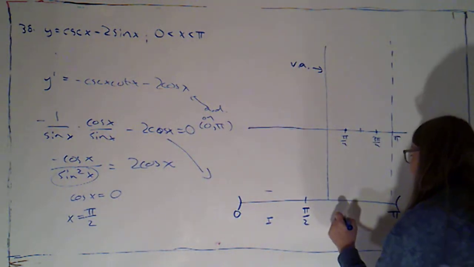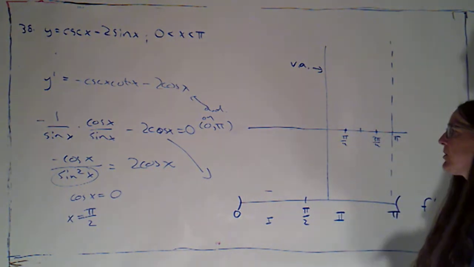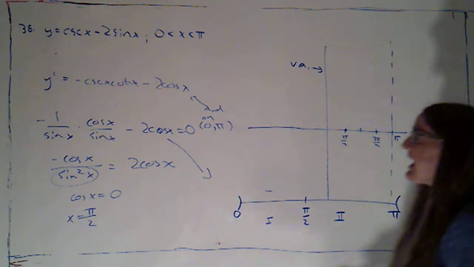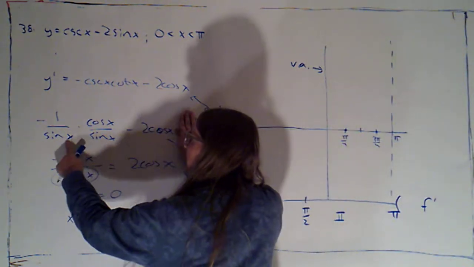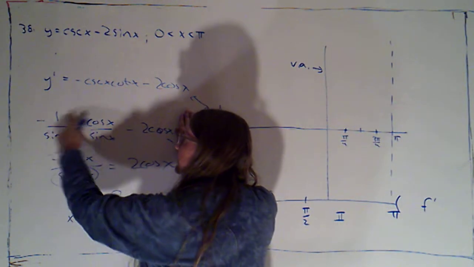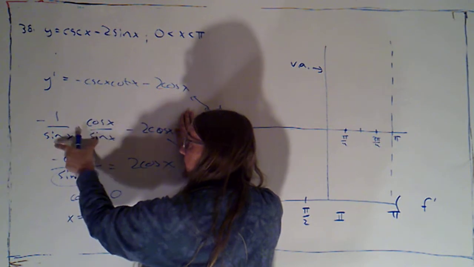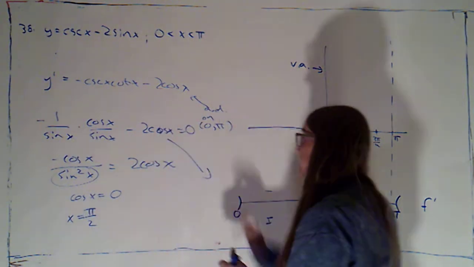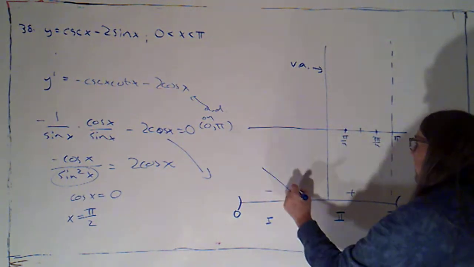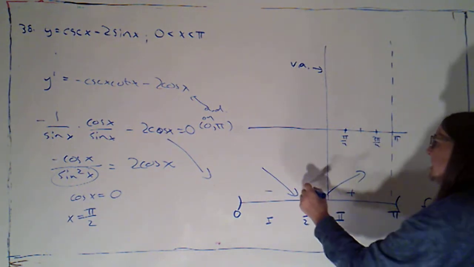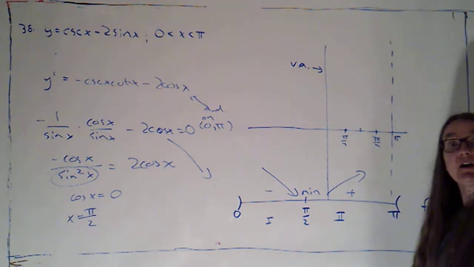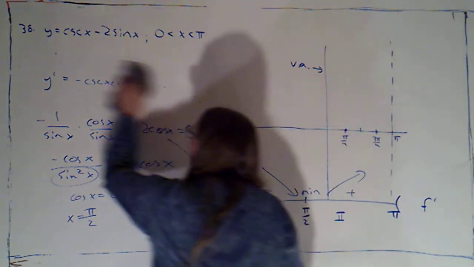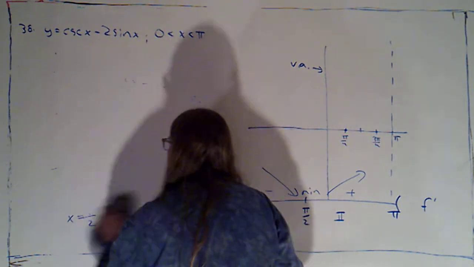Okay. Now between pi over 2 and pi, we're in quadrant 2. Now in quadrant 2, cosine is negative. So here, this piece is going to become the opposite of a negative number, so this is positive, minus 2 copies of that negative number, so that becomes positive. So this is positive. So we're going to have a min at pi over 2. So let's see if we can't figure out what that min actually is.